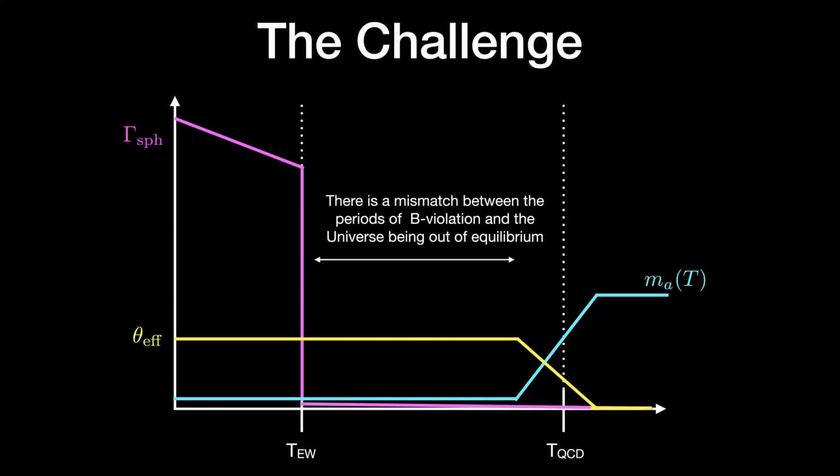So the challenge to use the strong phase together with the sphalerons as a way of generating a baryon asymmetry is the mismatch in the two temperatures. The sphalerons are only active above T electroweak, but the out of equilibrium condition I need is going to be generated by the axion rolling to its minimum, and that doesn't happen until down around T QCD. So basically, I have all the right ingredients, I just don't have them at the right time.